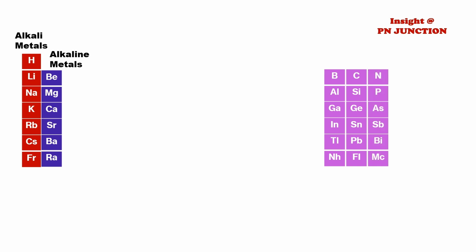Next, the nitrogen family with elements like nitrogen, phosphorus, arsenic, antimony, bismuth and moscovium. Remember the line, "Na paas sabhi in Moscow." Repeat it again, "Na paas sabhi in Moscow."